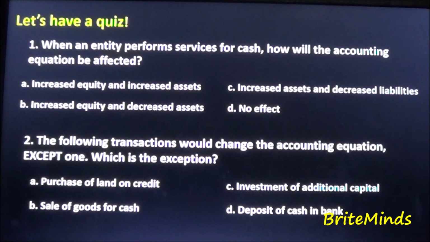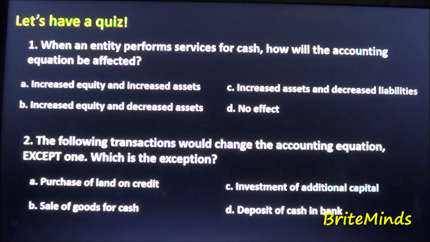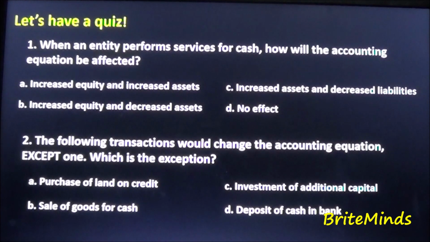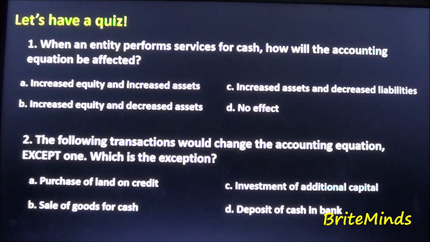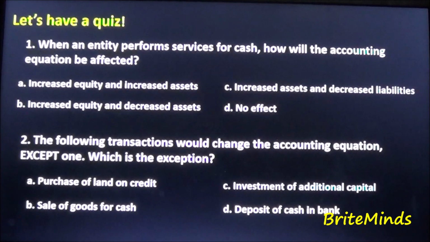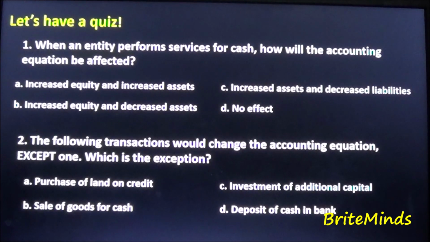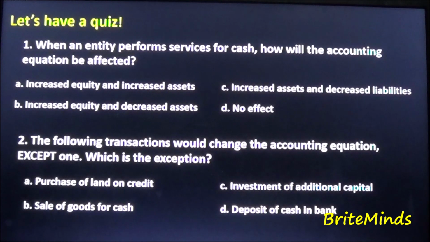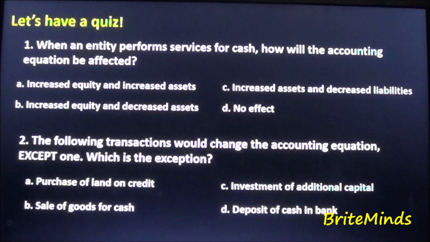The second question is, the following transactions would change the accounting equation except one. Which is the exception? A. Purchase of land on credit. B. Sale of goods for cash. C. Investment of additional capital. And D. Deposit of cash in bank.